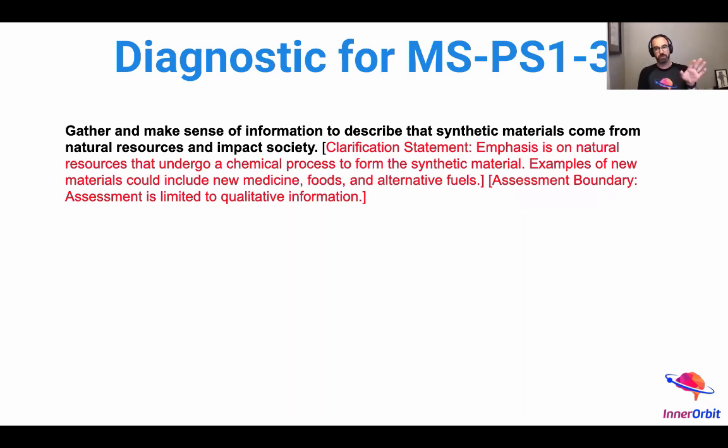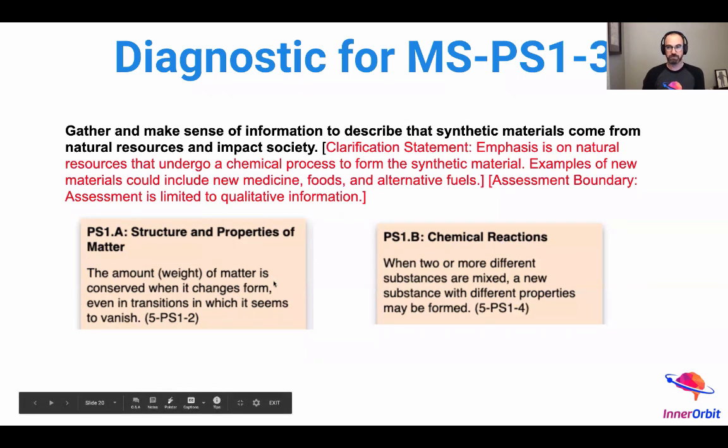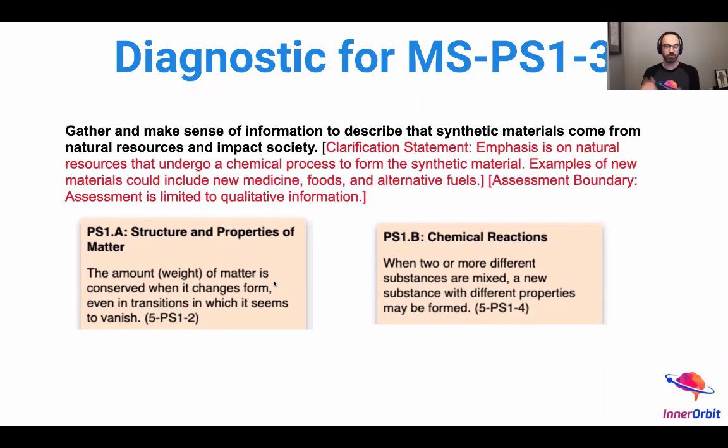So for MSPS1-3, before students enter into a middle school level performance expectation, they need to get at the 5th grade standards. There's two DCIs in MSPS1-3. So as I said before, this is an especially complex PE. So it's PS1A, structure and properties of matter, and then PS1B, chemical reactions. These are the elements from 5th grade that scaffold up and lead up into the middle school performance expectation. So students need to know that matter has changed even when it appears to vanish, that matter is not ever destroyed or created. And also that when substances are mixed, something with new properties is often formed or can be formed.